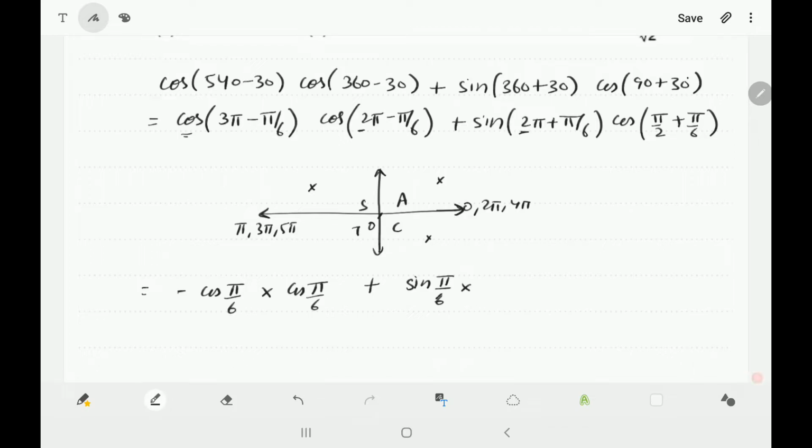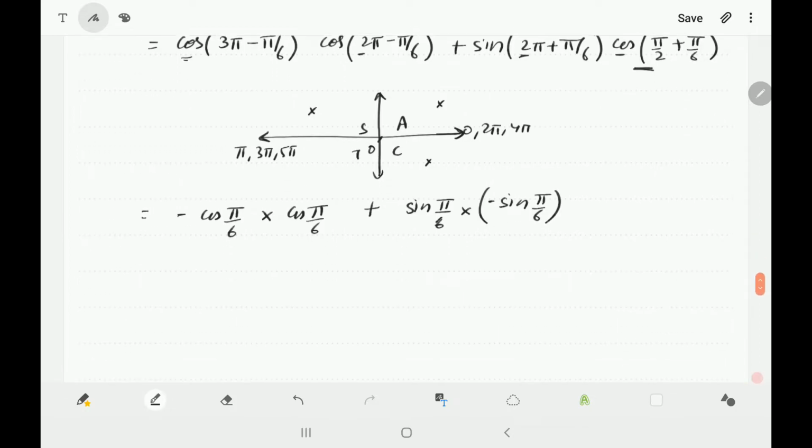Cos will remain cos in these cases. Here cos of pi by 2 plus pi by 6, it is 1 into pi by 2, so an odd multiple, it will change into sine, and it is in the second quadrant. So you have to see the output of cos. In the second quadrant, sine is positive, but cos is negative. So it will be minus sine pi by 6.